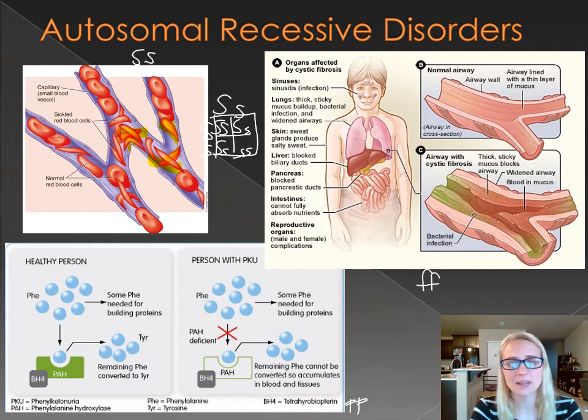And that's going to be the same inheritance pattern for any of these autosomal recessive disorders. If you have two carriers or heterozygotes, there will be a 25% chance the offspring will have that particular condition. So a lot of times, if people are known to have this particular trait in their family, they might do some genetic counseling before they decide to get married or have children to determine what the likelihood is of passing that trait on to their offspring.